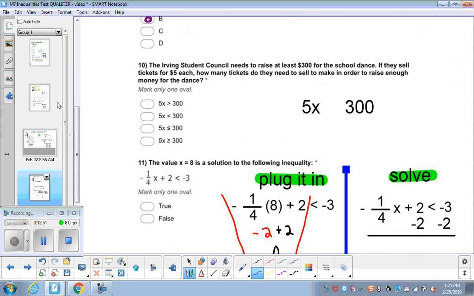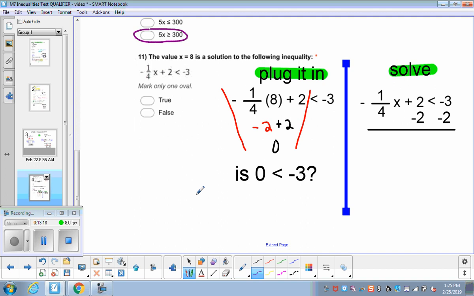For number 10, if the student council needs to raise at least $300 for the school dance, and they're going to be charging $5 per ticket, we want to raise more than or equal to $300. That's going to be this last answer choice. So for at least, friendly reminder, we have a greater than or equal to.